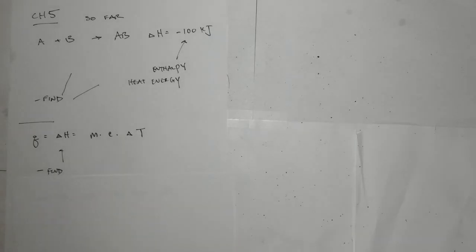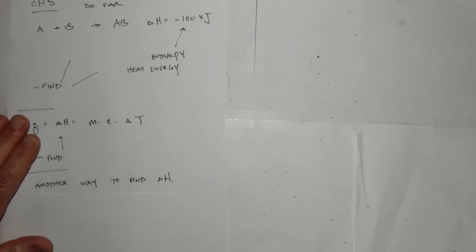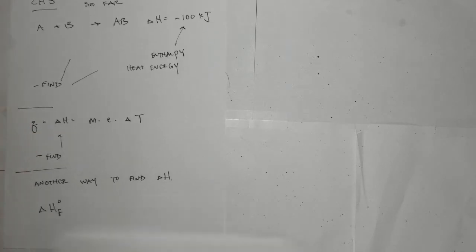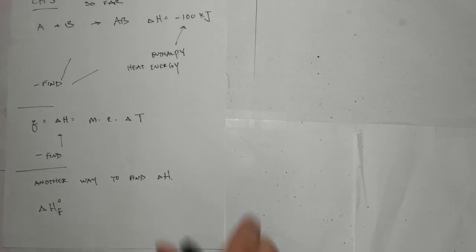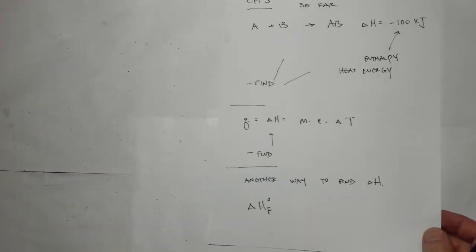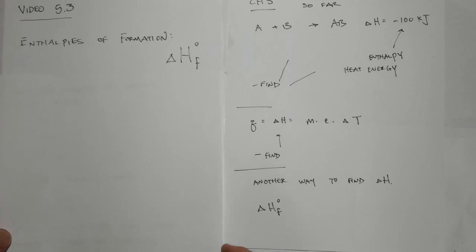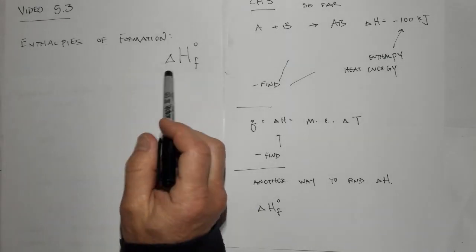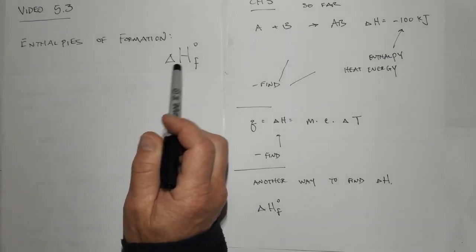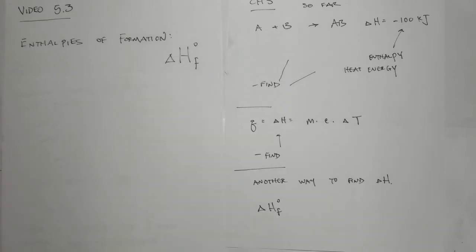Now, in this particular video cast, we're going to look at another way to find delta H. And so the other way to find delta H is using something called the enthalpies of formation, or delta H, with a little circle in the upper right-hand corner and a little F in the lower right-hand corner. So, in this video cast, we'll look at what this means and how to find it.